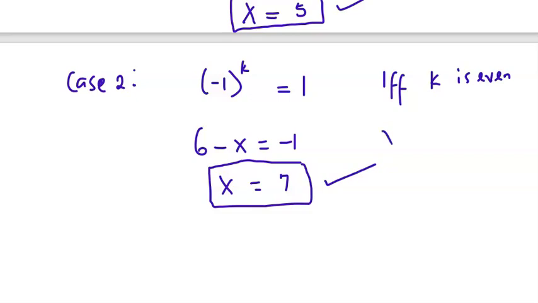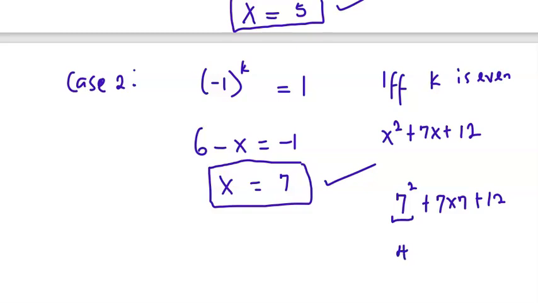Now consider the exponent x squared plus 7x plus 12. Plug in 7 for x. So we get 7 squared plus 7 times 7 plus 12. Here we get 49 plus 49 plus 12, right? So 49 plus 49 will give us 98. Did I get it right?